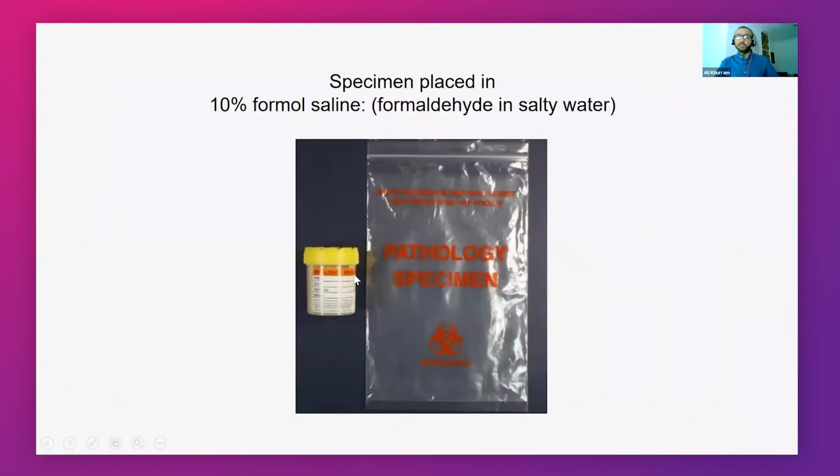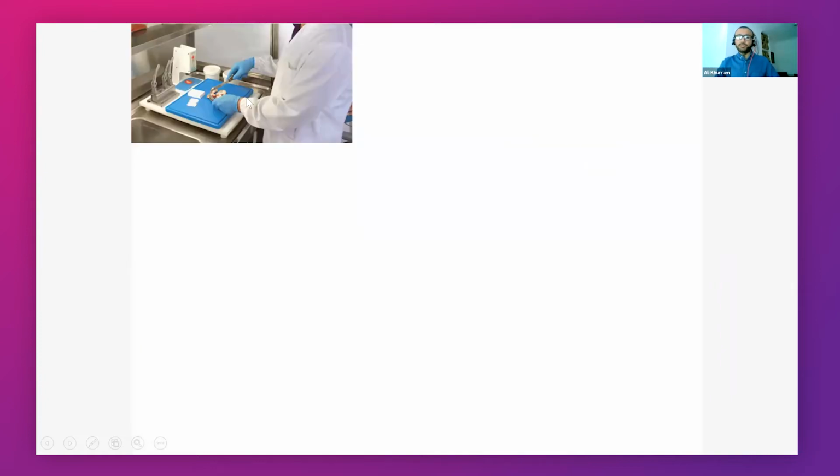And that specimen is then placed in one of these pots, and that's got a solution called formaldehyde. And formaldehyde, what it does is basically it preserves the tissue in a lifelike state. So it doesn't allow it to break down, because as soon as you remove tissue from the body, it will start to die. So this solution will stop it from dying and it will just preserve it. And that form is sent to us.